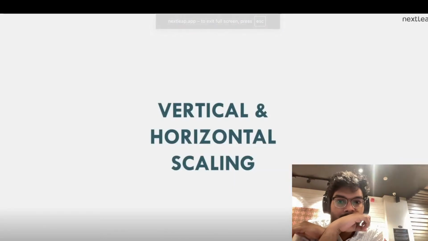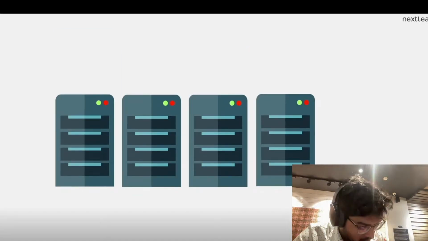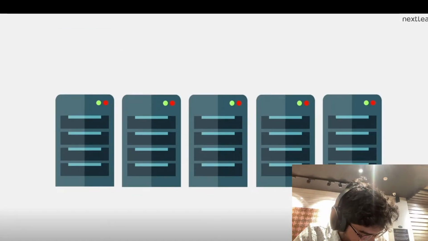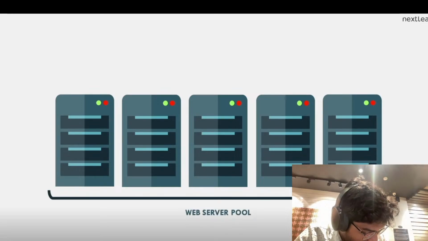So in this video, we're going to be talking about vertical and horizontal scaling. The important thing to understand is that when it comes to servers and software architecture, there usually is more than just one machine involved. Let's say we had a bunch of web servers. If more than one machine is doing the same job, it's usually referred to as a pool of machines, or in this case, a web server pool.